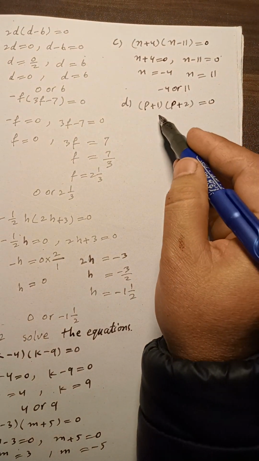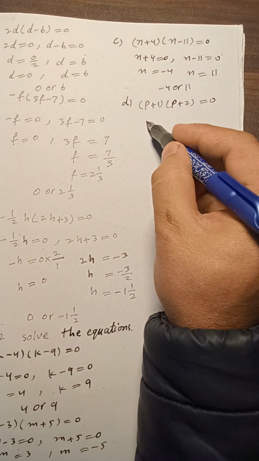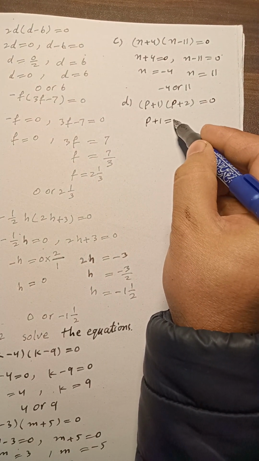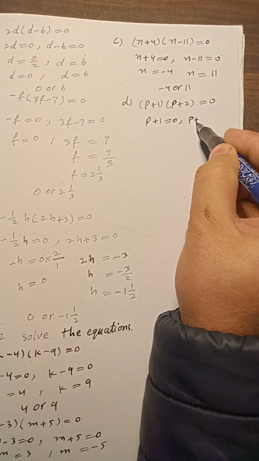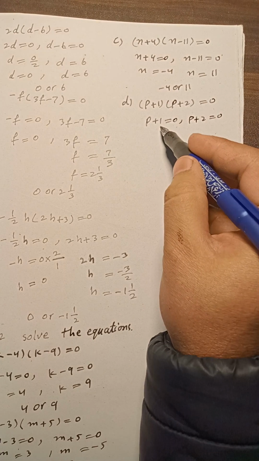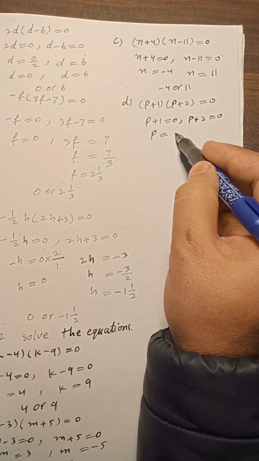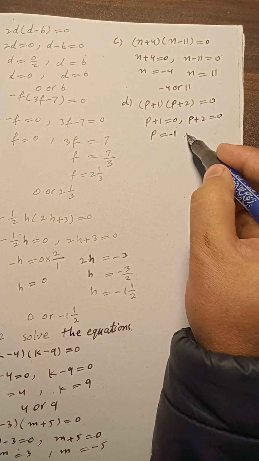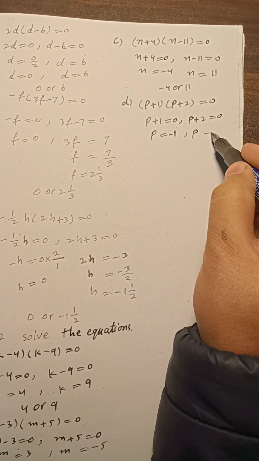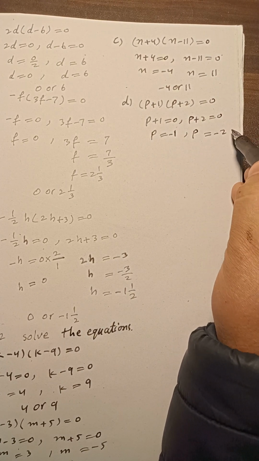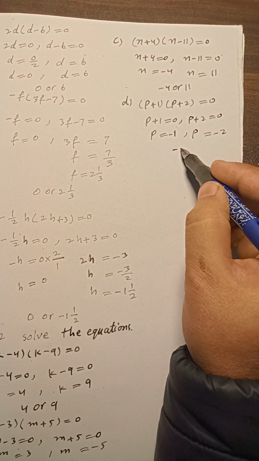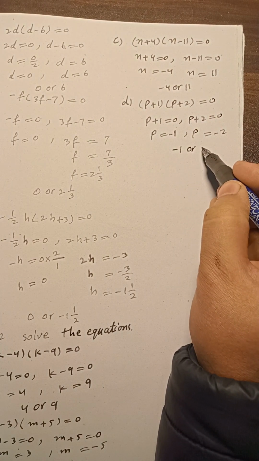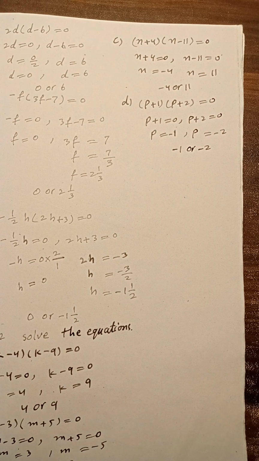Now see here, p plus 1 will be equal to 0, and p plus 2 will also be equal to 0. So write p is equal to minus 1, because plus 1 will become minus 1 on the other side of the equal sign, and here plus 2 will become minus 2 on the other side of the equal sign. So minus 1 or minus 2 is our answer.